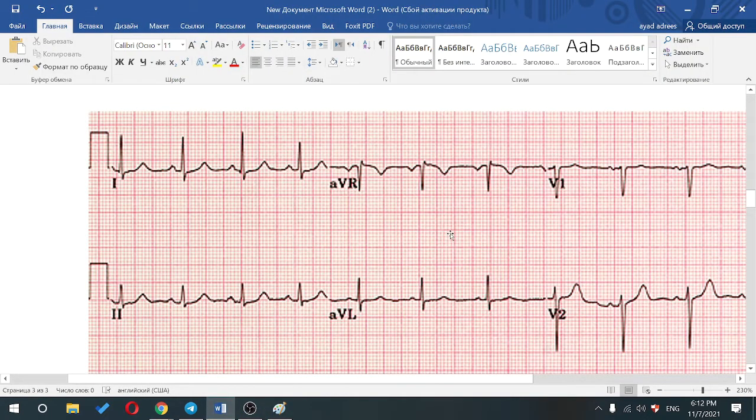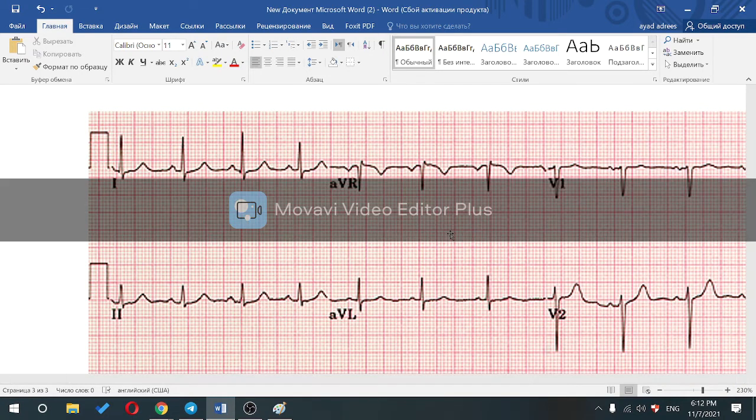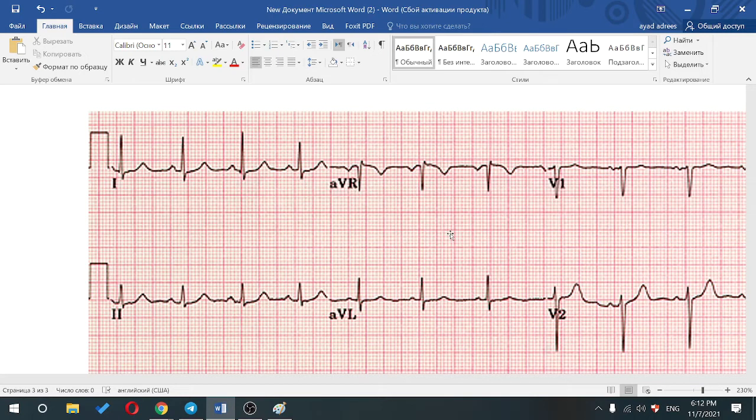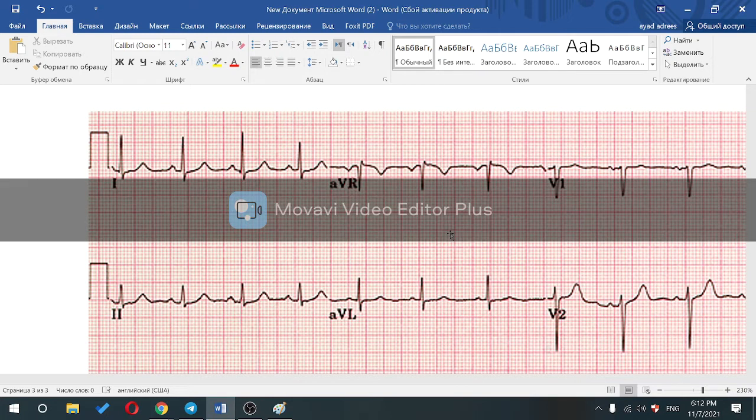Okay, so what is your next step after you check the QT interval? What do you check next? The T wave. Okay, so let's say the T wave was prominent with someone complaining of chest pain. His ST segment, though, is normal. He only has a really prominent T wave. What does that mean?